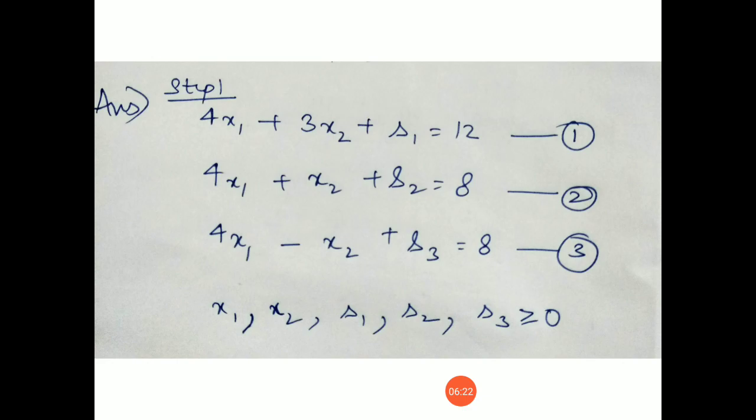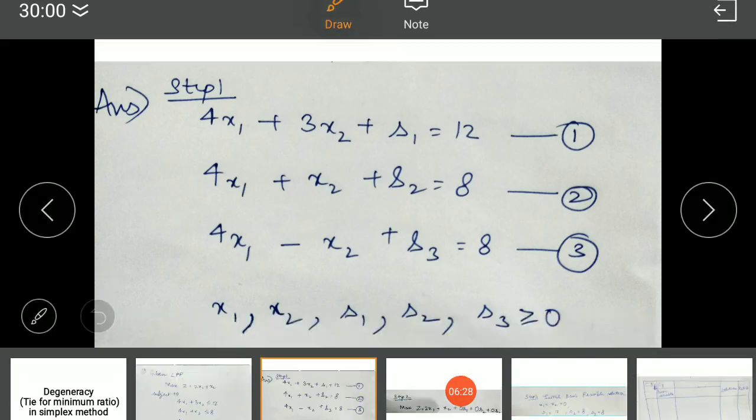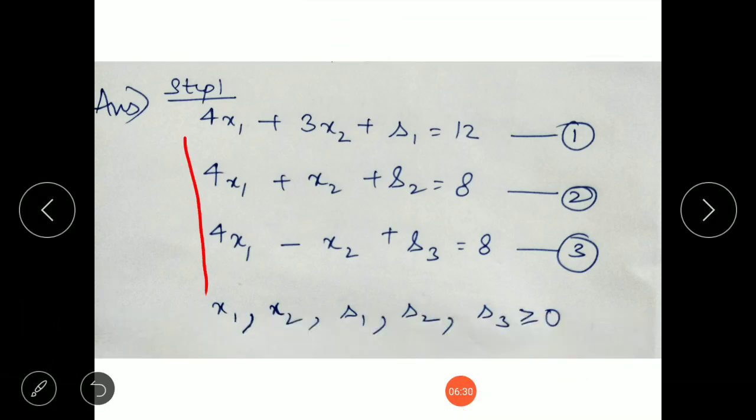Now if I put x1 and x2 equal to 0 in all three equations, then from equation 1 I'll get s1 equal to 12, from equation 2 I'll get s2 equal to 8, and from equation 3 I'll get s3 equal to 8.